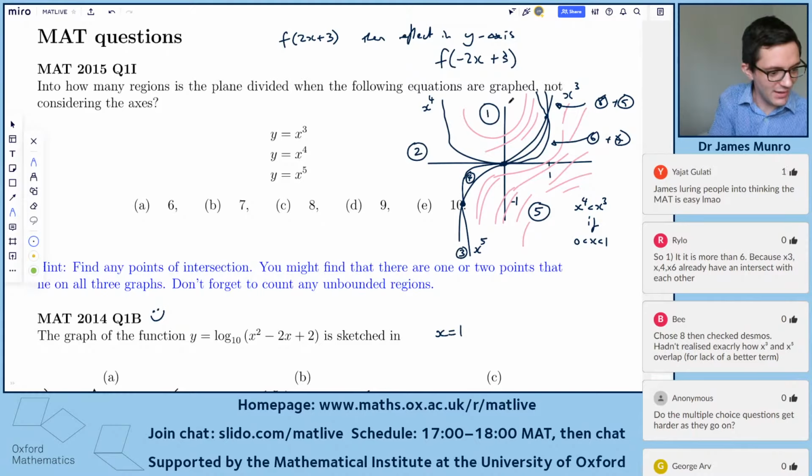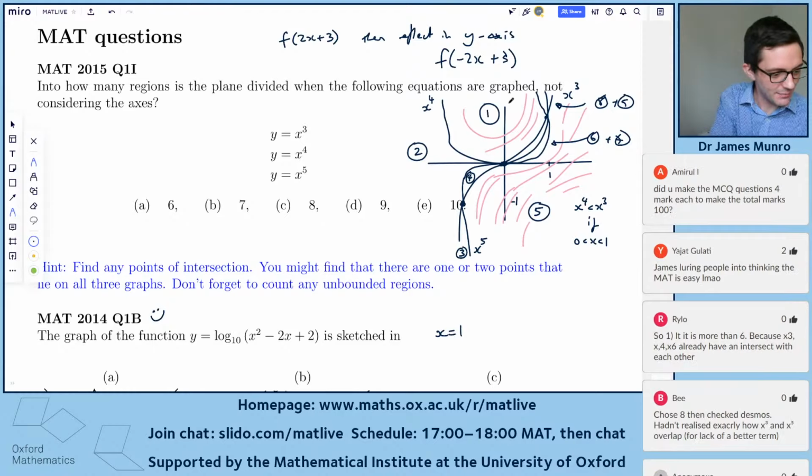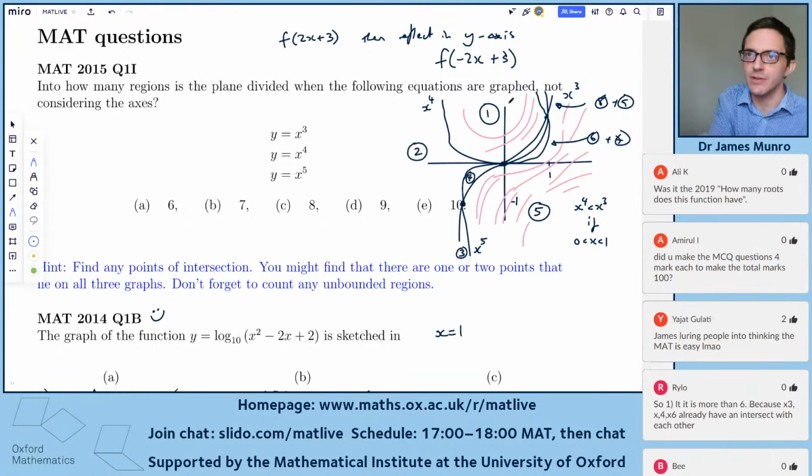Cool. Did we make the questions 4 marks each to make the total 100? It is nice the total's 100, isn't it? Yeah, it was 2019. How many values of k are there such that e to the kx satisfies blah, and then hideous differential equation. Inspired by my PhD research on hideous differential equations.